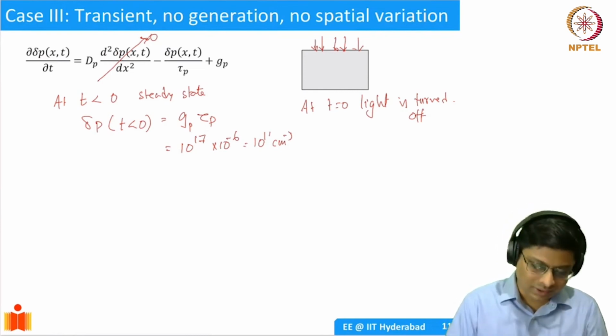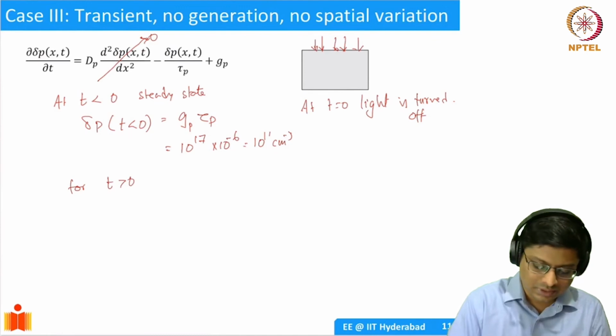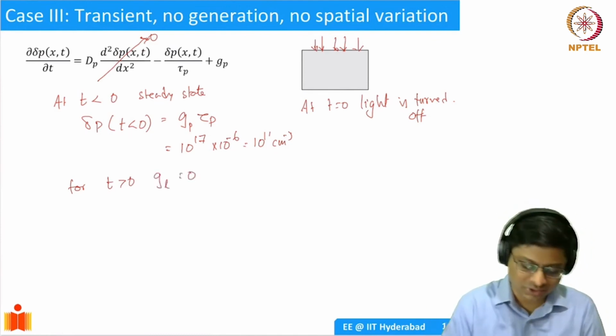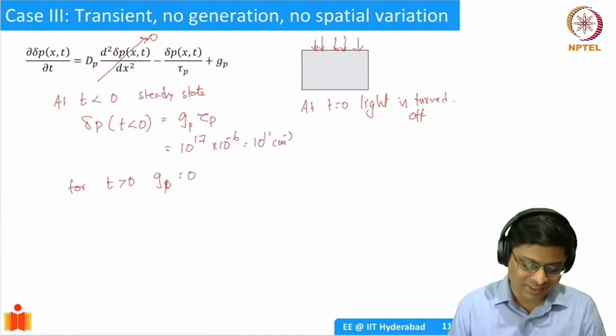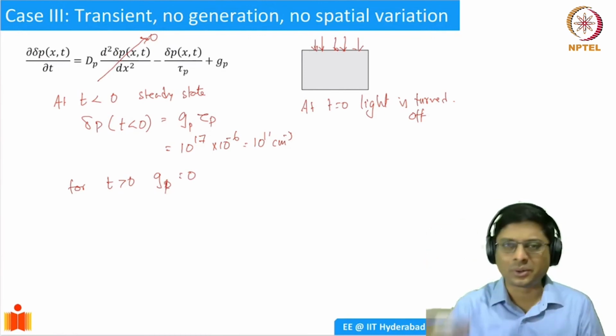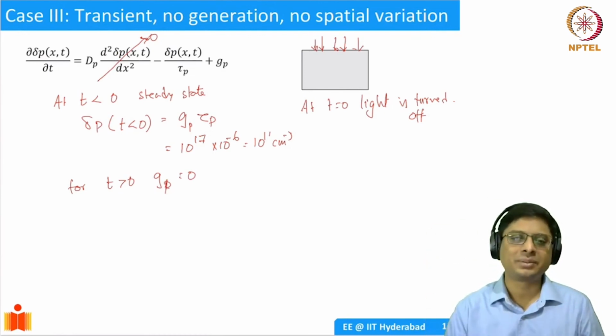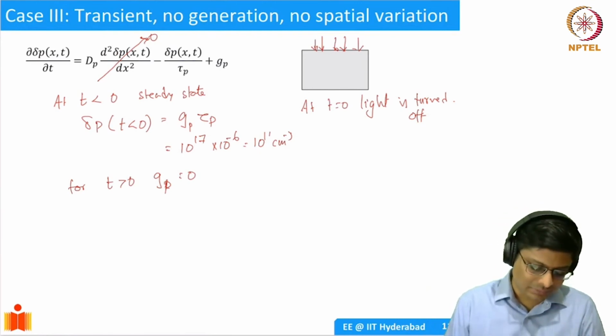Now, for t greater than 0, G light is going to 0, right? I mean, it's basically not creating any electron hole pair, so Gp is going to be 0. Whether I say Gp or Gl, when I say Gl, it's light generated carriers. It's going to produce electrons and holes. And the rate at which electrons are being produced or holes are being produced is going to be Gp, same thing.